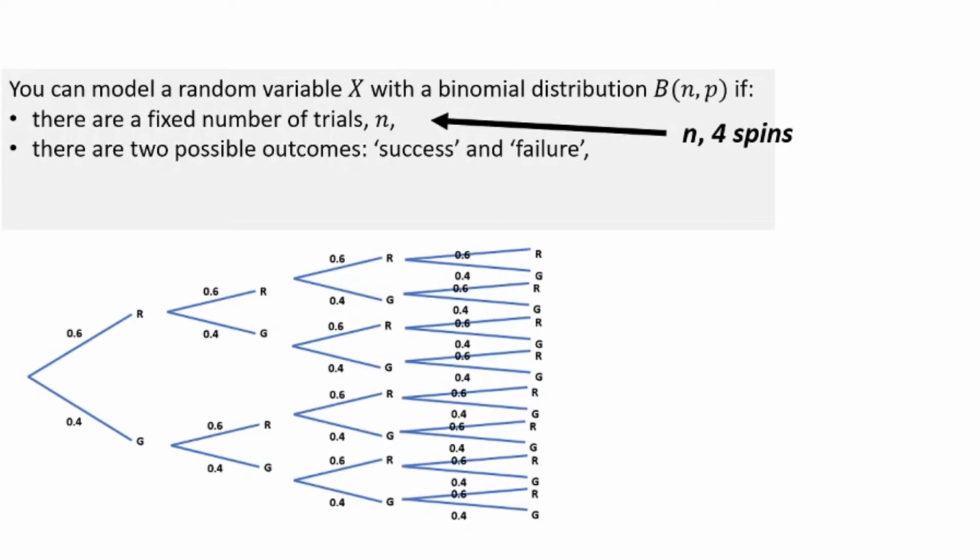And that's where the name binomial comes from. We know that the prefix bi means two. Bicycle, binoculars. There are so many words where the prefix bi means to have two.